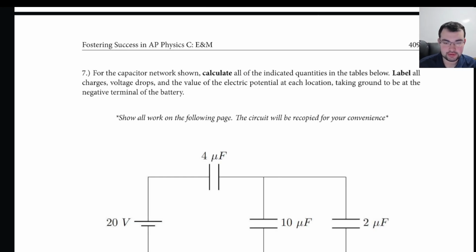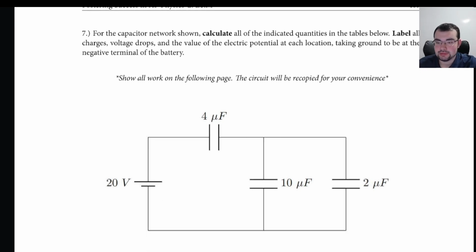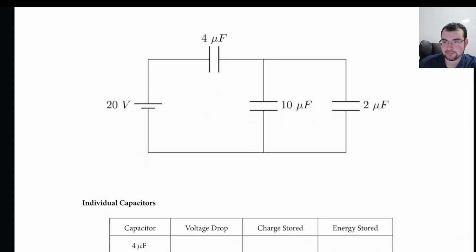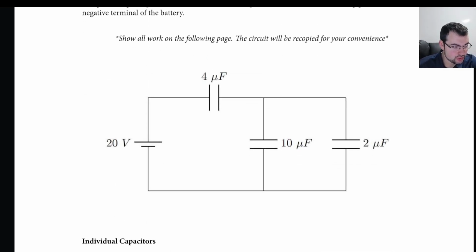All right, now we'll do a numeric example. So this is very similar to our resistor problems we did that look like this, where this is a solve for everything problem, where we got a big table of all the voltage drops, stored charge, and energy. So let's begin just by doing the potential.